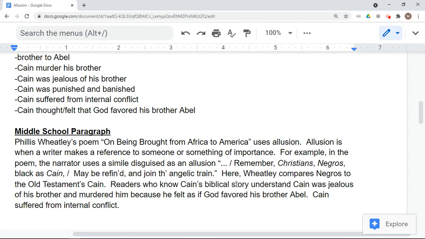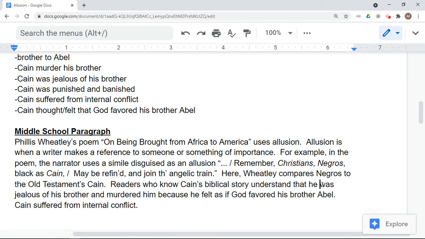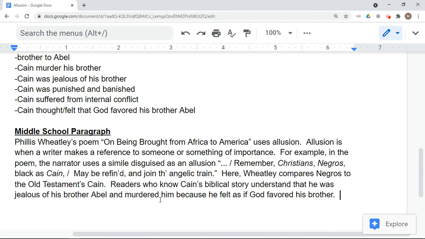Readers who know Cain's biblical story understand that he was jealous of his brother Abel and murdered him because he felt as if God favored his brother. And Cain suffered from internal conflict. I'm going to take that part out. I'm not really seeing how that flows. So let me go back just one sentence here. Readers, and I know this is a really long sentence, by the way, right, writers, who know Cain's biblical story understand that he was jealous of his brother Abel and murdered him because he felt as if God favored his brother. After the murder, Cain was punished and banished, or you could even say Cain was banished.